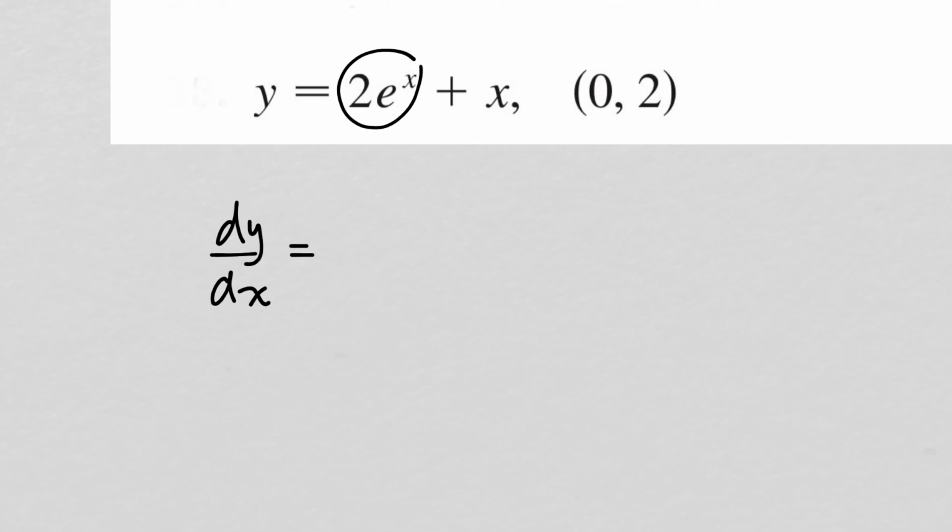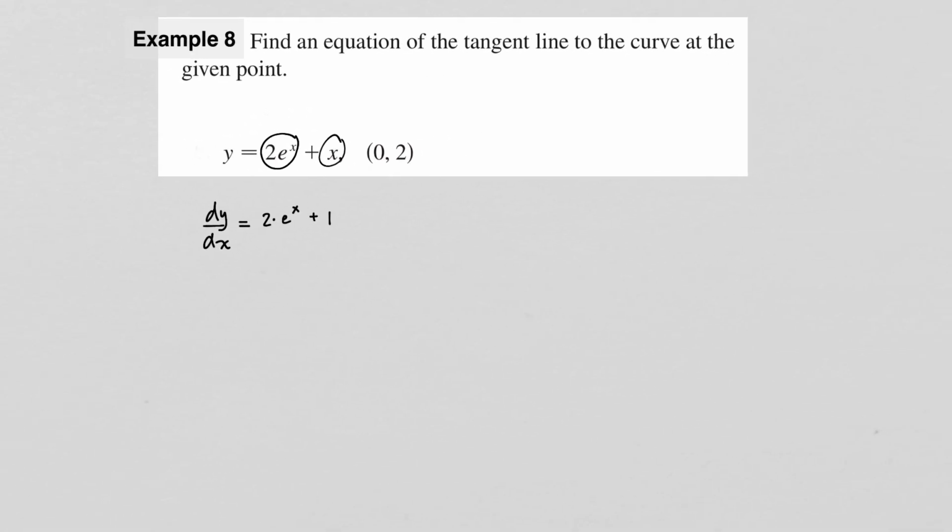The derivative of 2e to the x is 2 times the derivative of e to the x, which of course we know is e to the x. Plus, and then the derivative of x is 1. And so the derivative of this function is 2e to the x plus 1. So now the slope of your tangent line is going to be this derivative evaluated when x is equal to 0, because we know that x is this value right here.